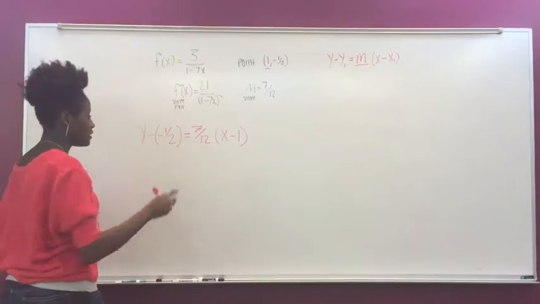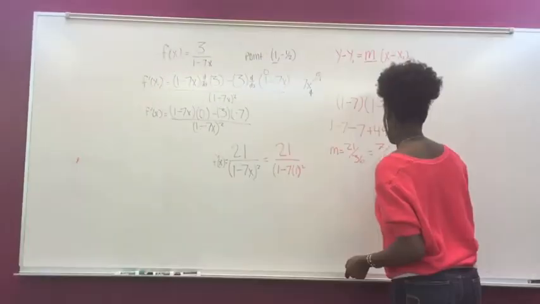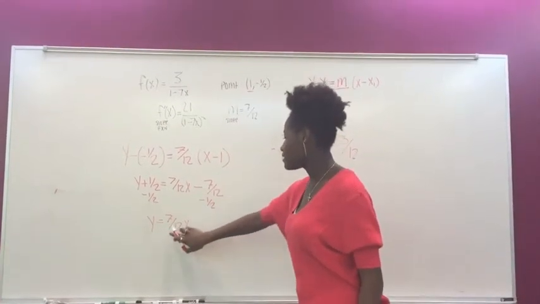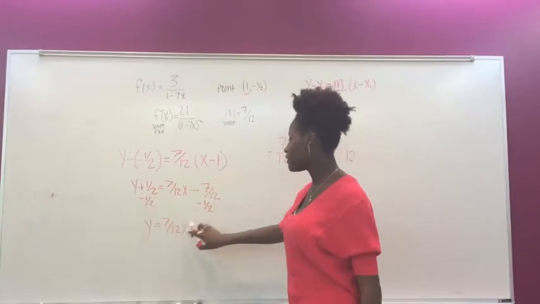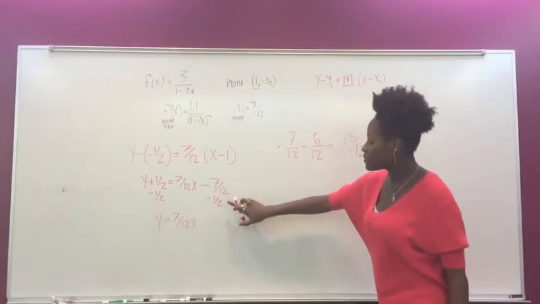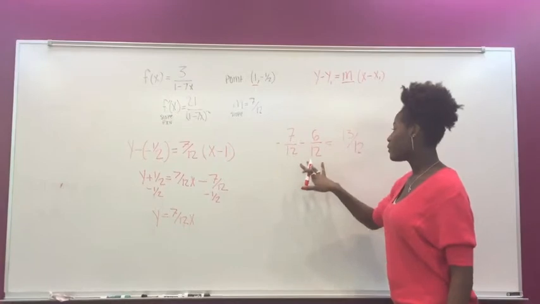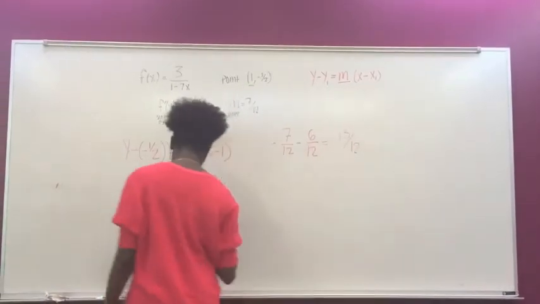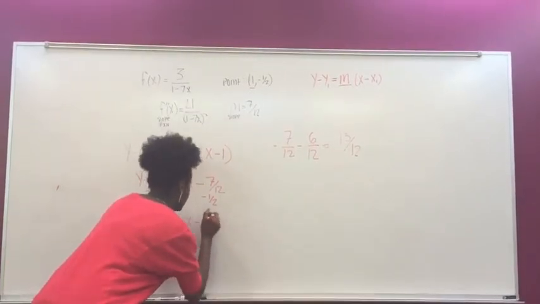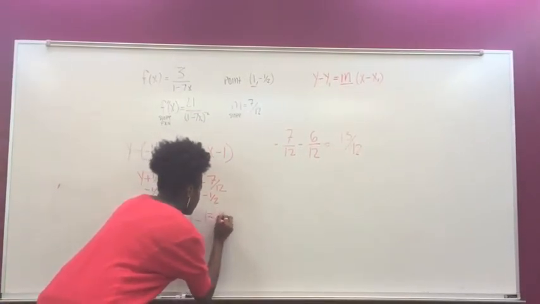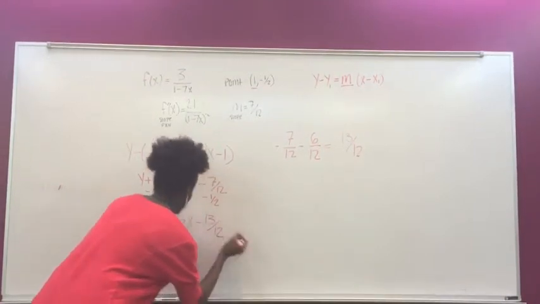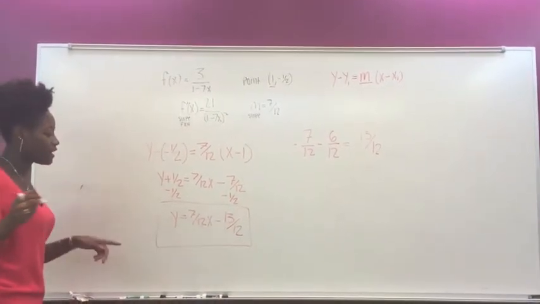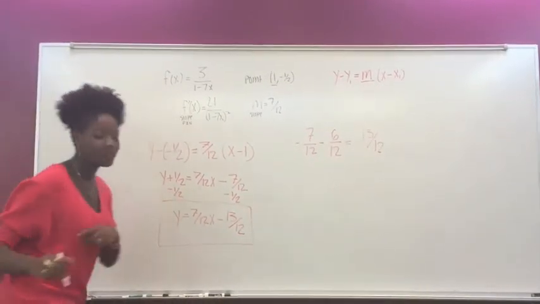So the first thing that we're going to do is distribute over 12. So we distributed that, so now we have 7 over 12 times x, and then to subtract 1/2 from 7/2, we made the fractions have common denominators, which leaves us with 13 over 12. So here we're going to write minus 13 over 12. And this is your function for the line tangent to this graph.